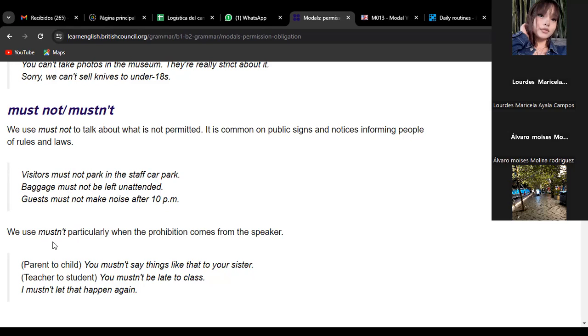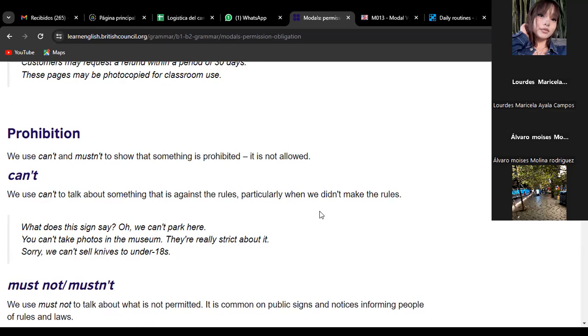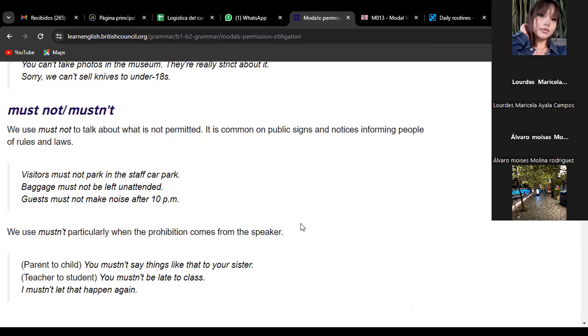We use mustn't particularly when the prohibition comes from the speaker. Okay, y aquí sí, ¿se acuerdan que en esta dijimos que es cuando no son nuestras reglas? Pero con must, sí dice, con mustn't, cuando la prohibición viene del que está hablando o del que las está diciendo.